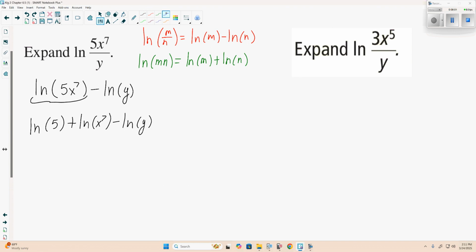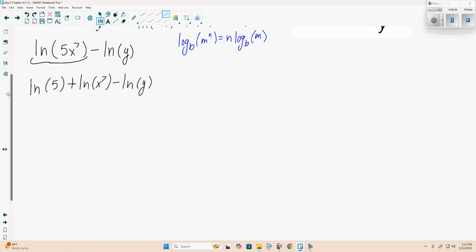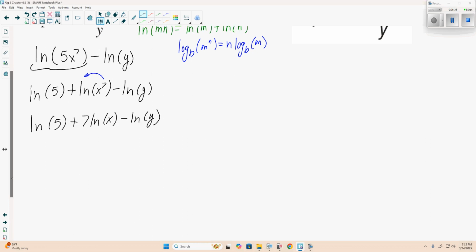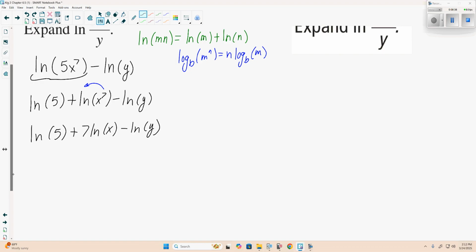Only property left is our power property. Log base b of m to the n is n times log base b of m. We take that exponent and move it to the front. The only one that has an exponent is our middle term. We're going to be moving that 7 out front. Natural log of 5 is going to stay the same. Our 7 moves out to the front, telling us that we have 7 times the natural log of x minus the natural log of y.